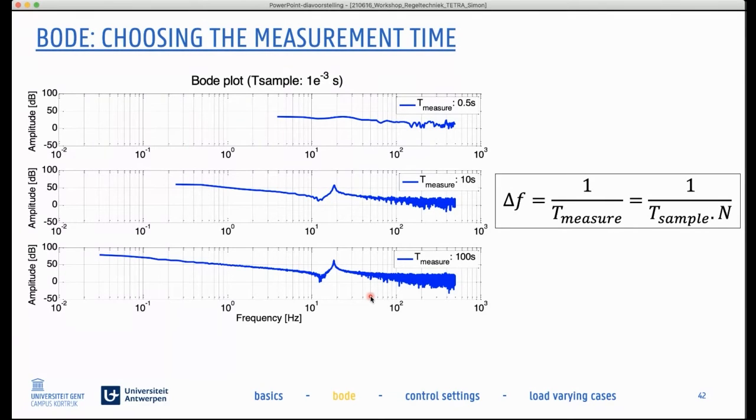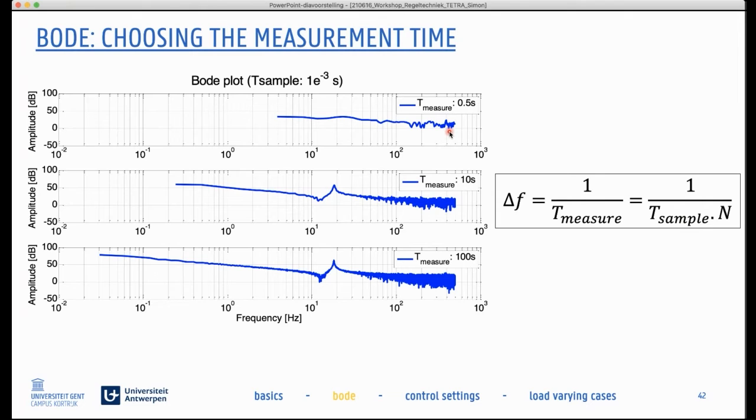Unfortunately, in many cases, there is a certain maximum to that, because N is the number of samples times the sample time. In many cases, this number N is limited because the memory of your drive is not infinite. It is a limited memory, and you can also only do a limited experiment time to measure your Bode characteristic. But fortunately, the maximum measurement time is high enough to have a good result.